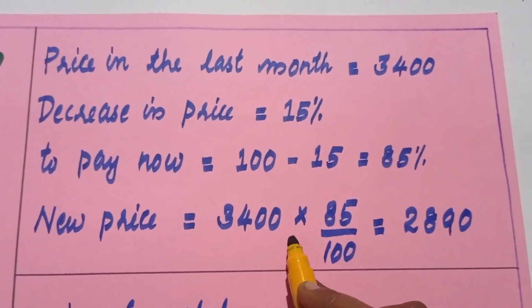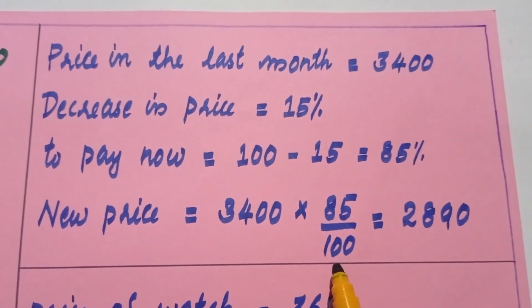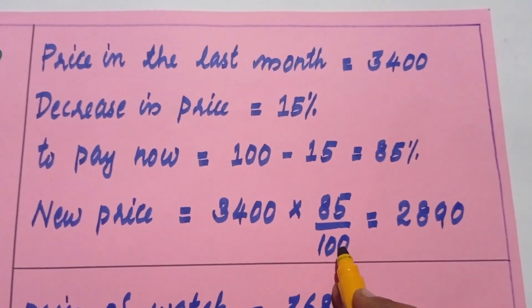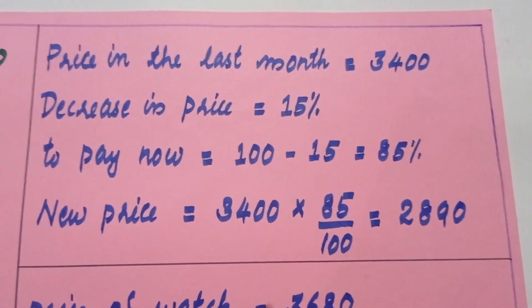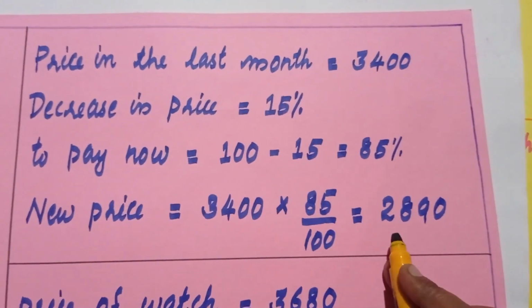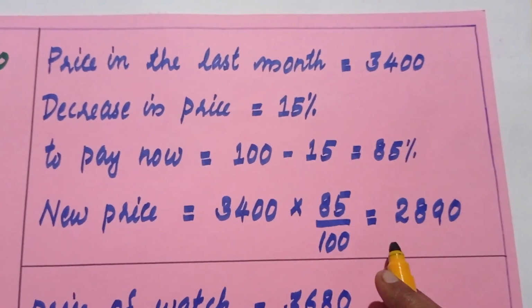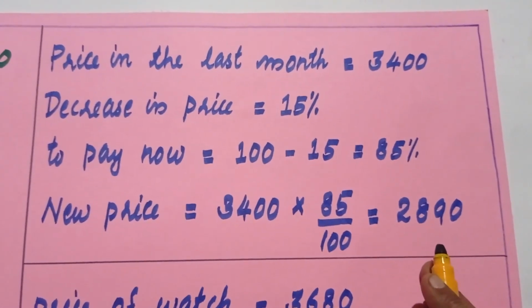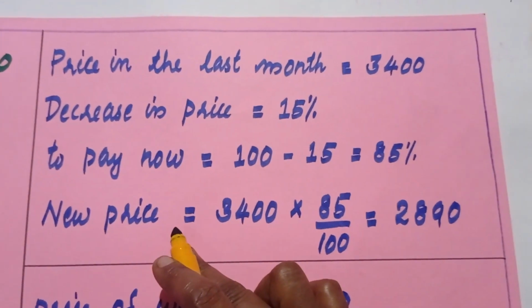The price in the last month is 3,400 into 85%, which can be written as 85 by 100. Then cut these two zeros. Then 34 into 85. Multiply 34 and 85. We get 2,890 rupees. Then 2,890 rupees is the new price of the bicycle.